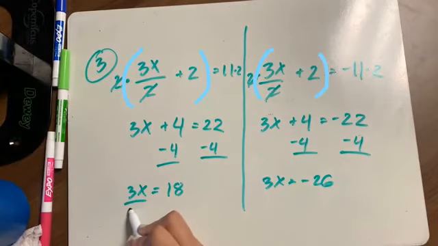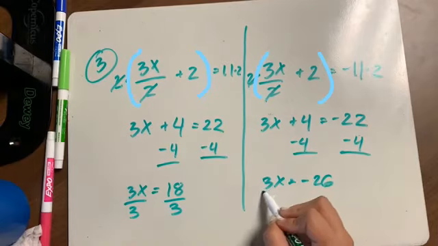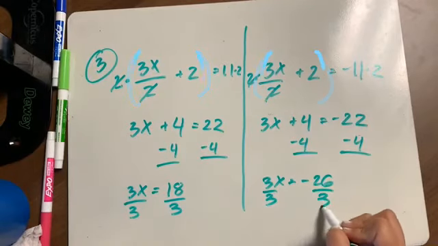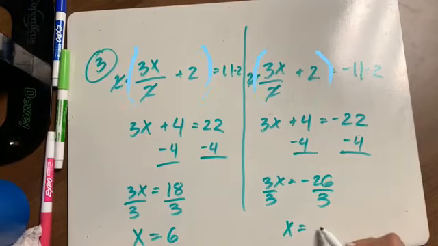Now we will divide by 3 on both sides of each equation to get the x variable alone. We have our final answers, which are x equals 6 on the left and x equals negative 26 over 3 on the right side.